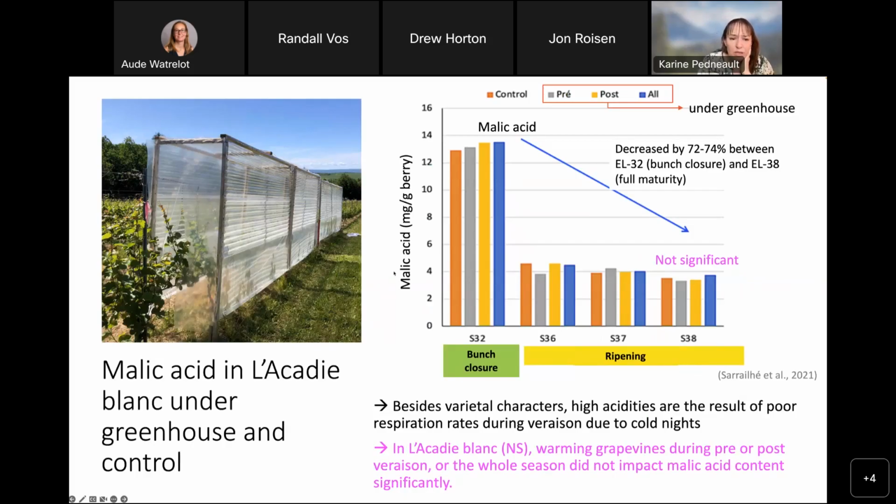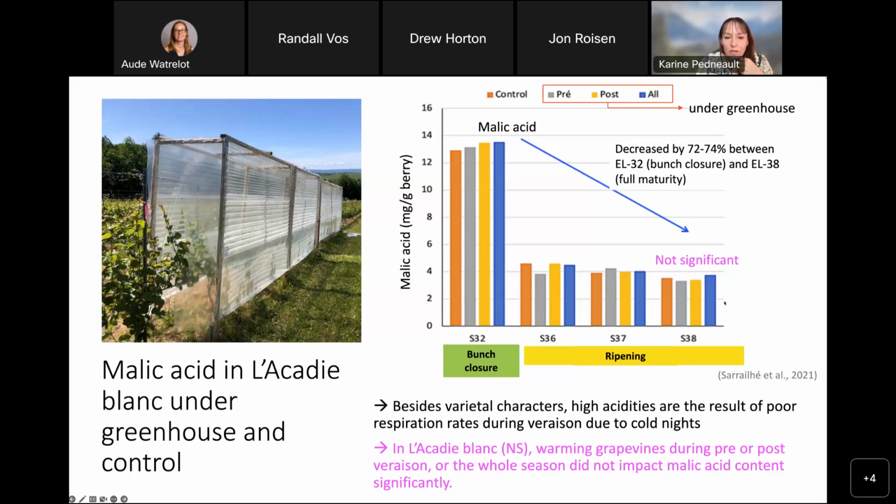In this experiment, we kept the grapevines a little bit warmer during the whole season, during the pre-veraison period, and during the post-veraison period, and also not at all in the control. What we showed is that keeping the grapevine warmer during the day had little impact. Well, it did show a trend: the grapevines that were under the greenhouse for the whole season and during the pre-veraison are here. So there was maybe a little impact, but not significant, on the level of malic acid at bunch closure.